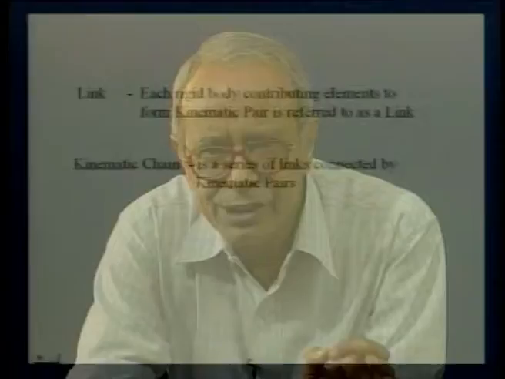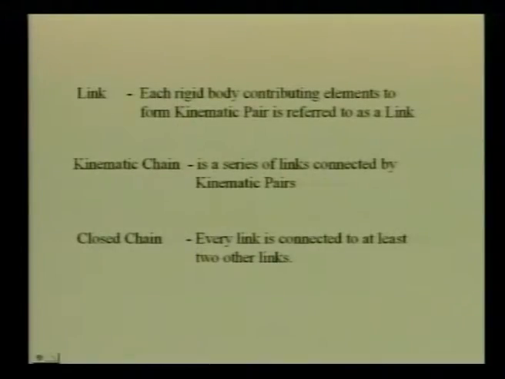Such a kinematic chain is said to be closed if every link is connected to at least two other links. That means it may be connected to 3, 4 or 5 links, but definitely at least two other links. If a particular link or some links are connected to only one other link, then the chain is said to be an open chain. And these links are also classified according to the following description.